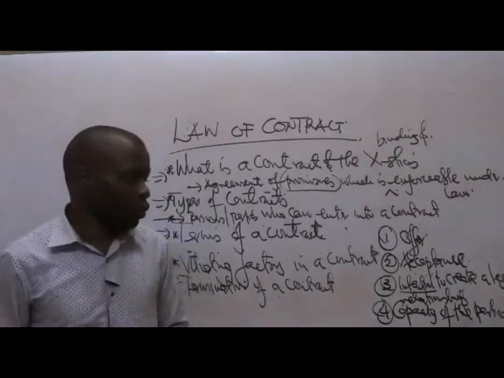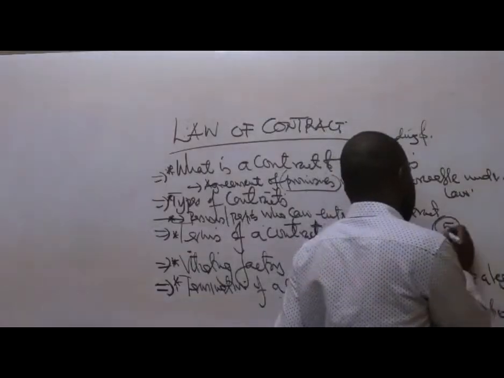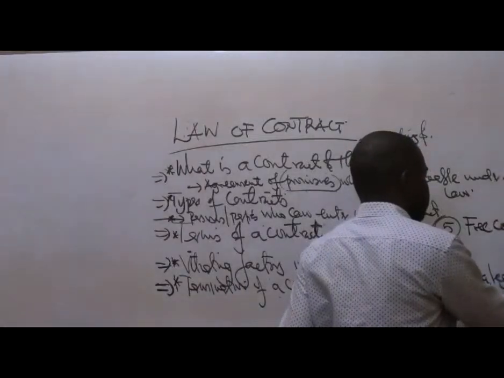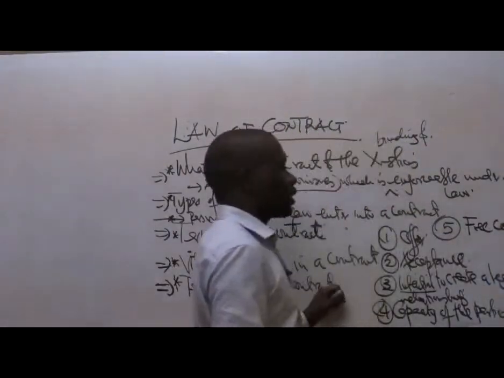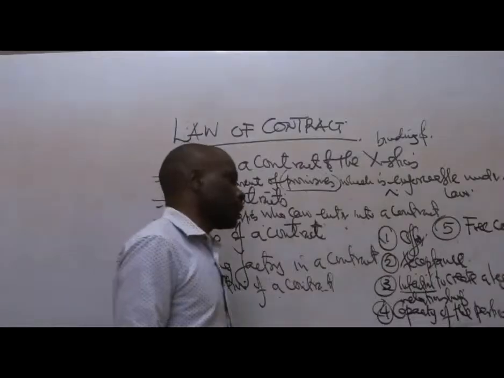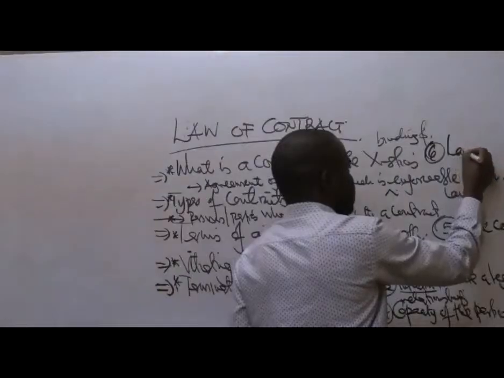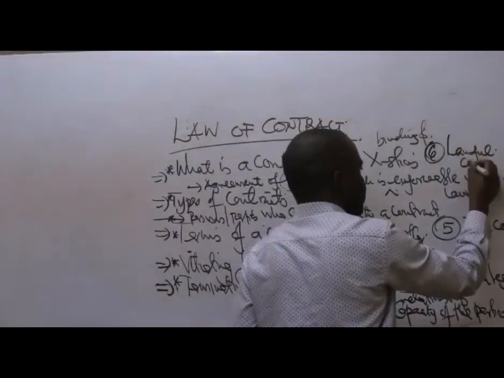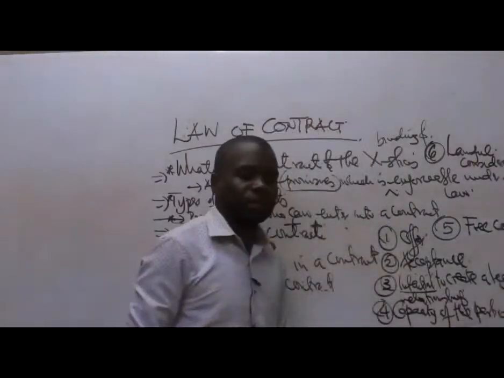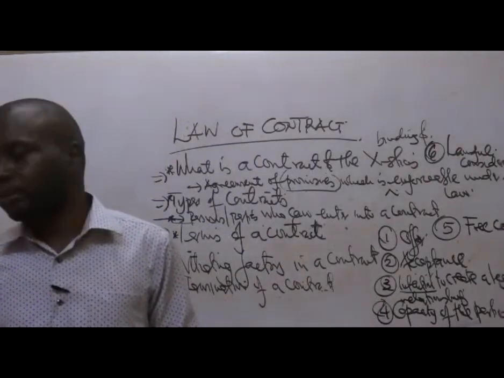Then there should be what we call free consent, not out of coercion or being forced to enter into an agreement. There should be free consent. Then there should be what we call a lawful consideration, or simply you can just say consideration should be there. So these are the key essential elements or characteristics that should be present in an agreement for it to be concluded as actually being a contract.